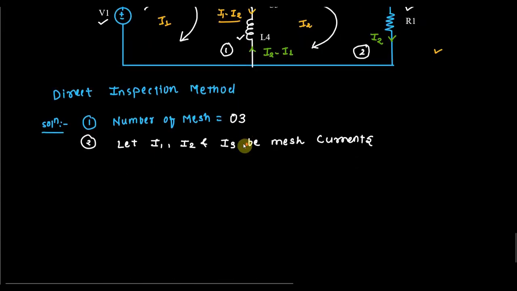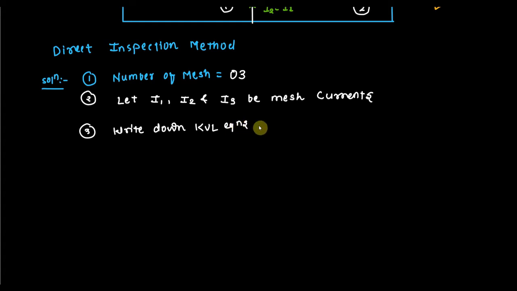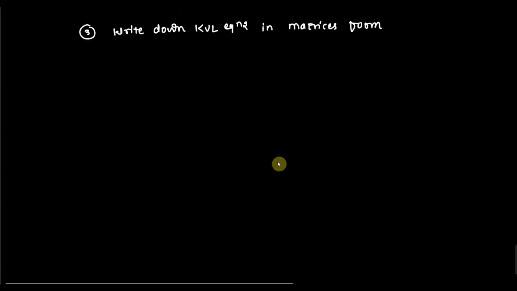Now we have to write the matrices. In the third step, write down the KVL equation in matrix form. For that there are certain rules. The first is that you should know the size of the matrices. I have told you that the size of the matrices depends upon the number of meshes. As it has 3 meshes here, the size of the matrices is 3 by 3. So I am taking the matrices here.